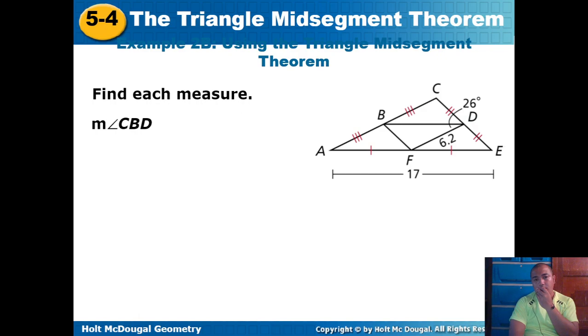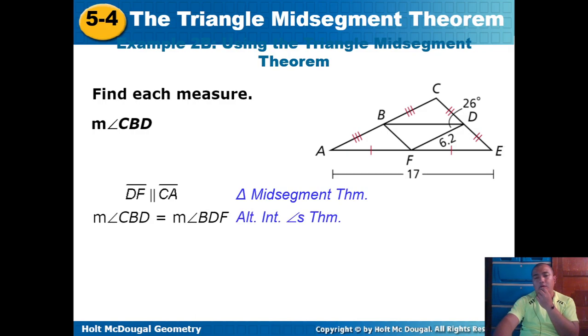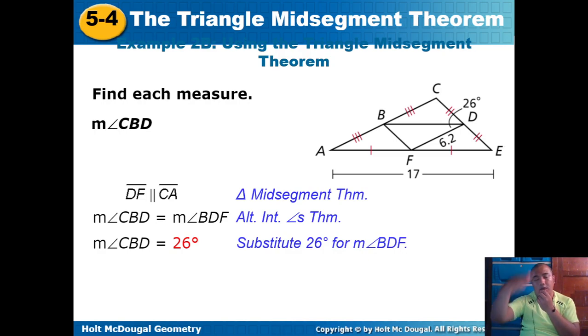About this, find each measure. Measure of angle CBD. How do you solve that? DF is parallel to CA, of course. By the alternate interior angles theorem, angle CBD is congruent to angle BDF. Yes, alternate interior angles are congruent. Substitute 26 degrees for measure of angle BDF. Angle CBD is 26 degrees also.